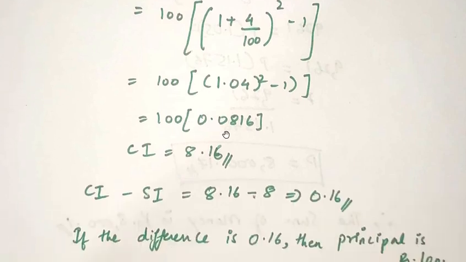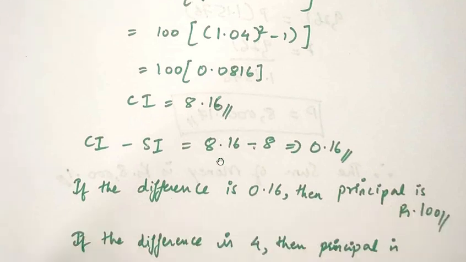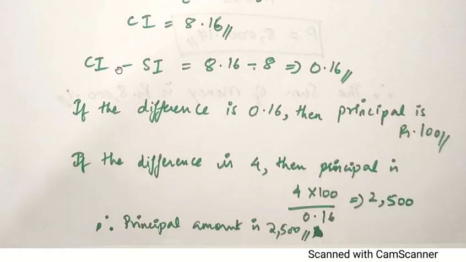That is equal to 0.0816. So compound interest is 8.16. Now they have asked, what is the difference between a compound interest and simple interest? 8.16 minus 8, which is 0.16. If the difference is 0.16, then principal is 100.